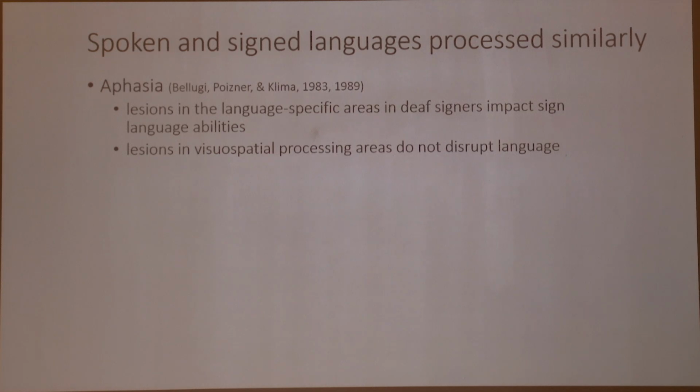By and large, there's really strong evidence that signed and spoken languages rely on similar neural mechanisms despite their difference in modality. For example, aphasia is manifested similarly across language modality, just as lesions in the language-specific areas of the left hemisphere in hearing individuals impact their language abilities, comparably located lesions in deaf signers also impact their sign language abilities.